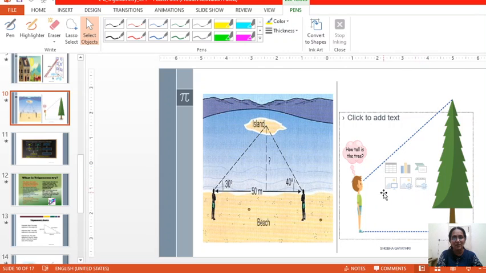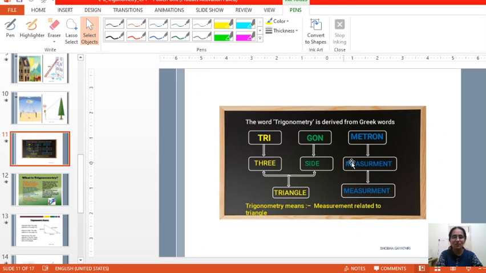If we study trigonometry in detail, we can find the distance and height. So what do we mean by trigonometry? We will explore now. First of all, we should understand the word meaning of trigonometry. Tri means three, gon means side, metron means measurement. It is the measurement related to triangles. Trigonometry means the relation between the angles and sides of a right angle triangle.